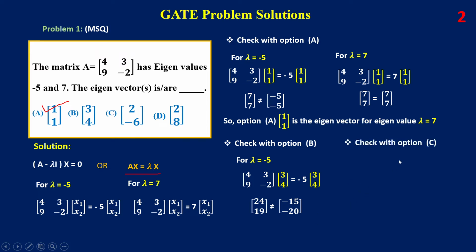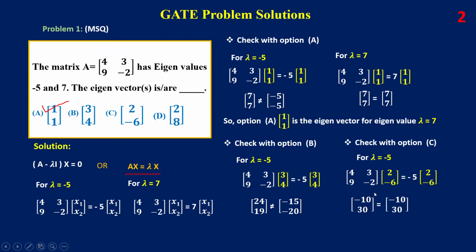Let me check with option C, 2, minus 6, for lambda equal to minus 5. I am substituting lambda equal to minus 5 and the option C eigenvector. 4 into 2, 8. 8 minus 18 is minus 10. And here 9 into 2, 18. 18 minus 2 into minus 6 is 12. 18 plus 12 is 30. And here minus 5 into 2, minus 10. Minus 5 into minus 6 is 30.